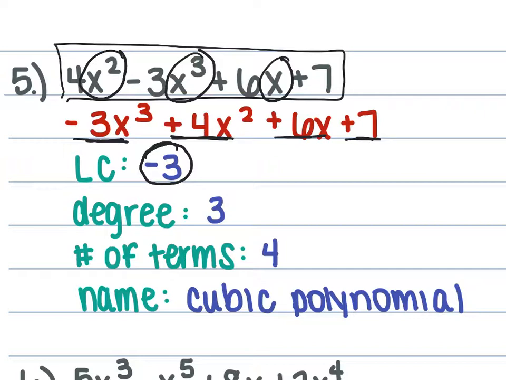Now, some of you, when I asked you for a degree, were giving me the names. A degree is just the number. It is the highest exponent that I see up there. The highest exponent that I see up there is a 3.